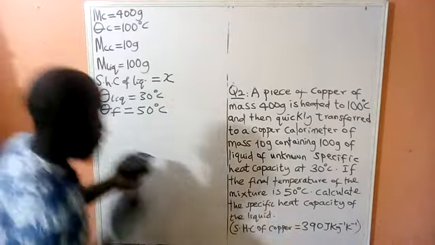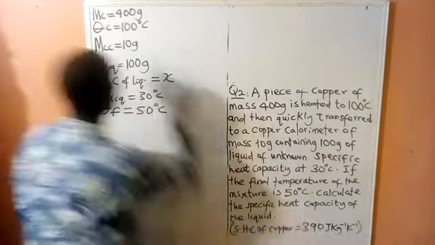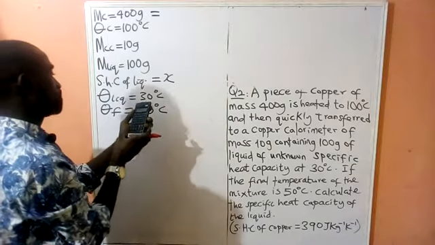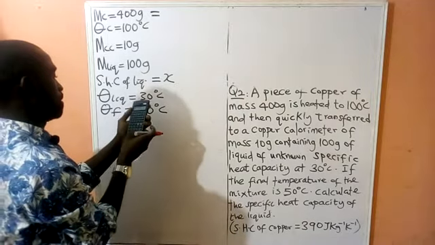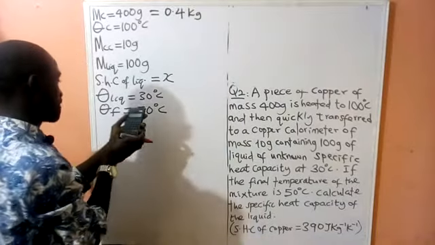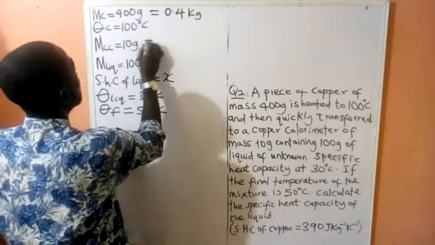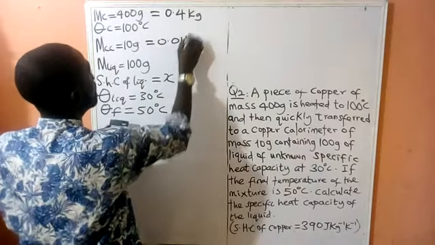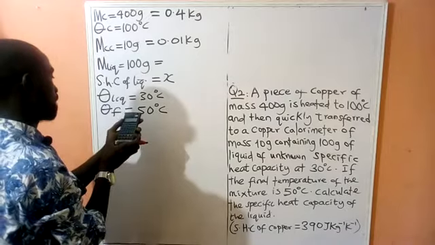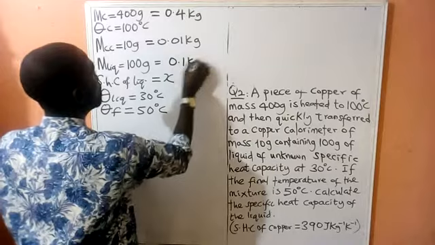So let's go. The specific heat capacity of copper is 390 J per kg per degree. So we are going to convert all the masses to kg. 400 divided by 1000 is 0.4 kg. 10 divided by 1000 is 0.01 kg. Then 100 divided by 1000 gives us 0.1 kg.